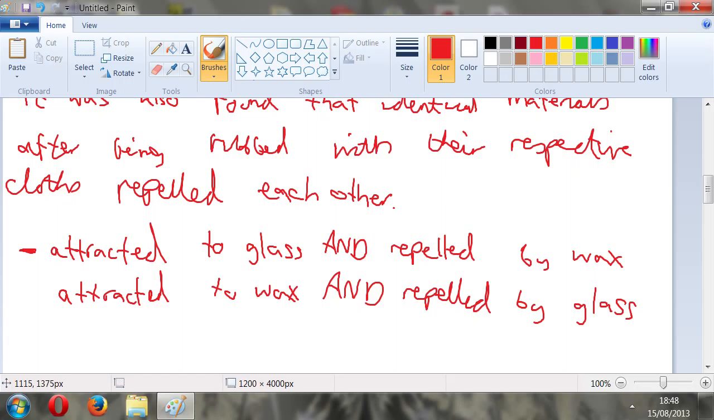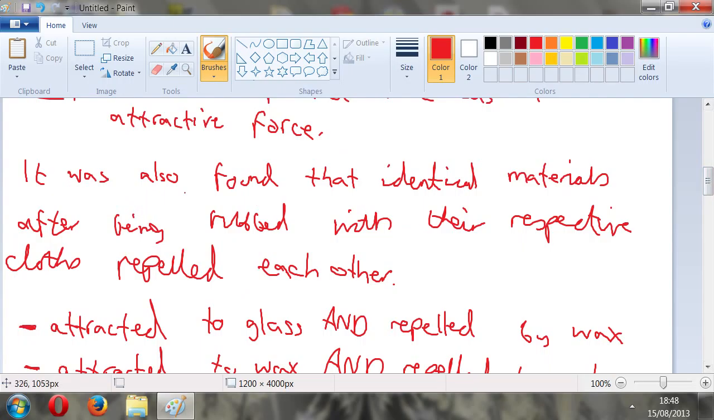So maybe silk would be attracted to glass and repelled by wax, or attracted to wax. There's obviously something going on. Also, as we mentioned, identical materials after being rubbed with their respective cloths repelled each other. The cloths repelled each other as well.